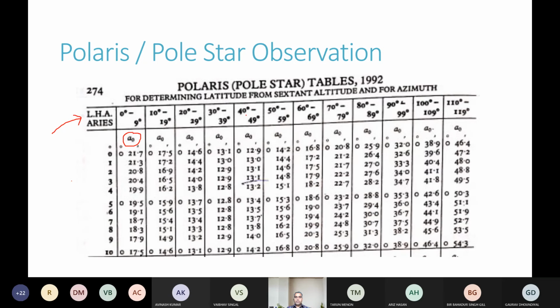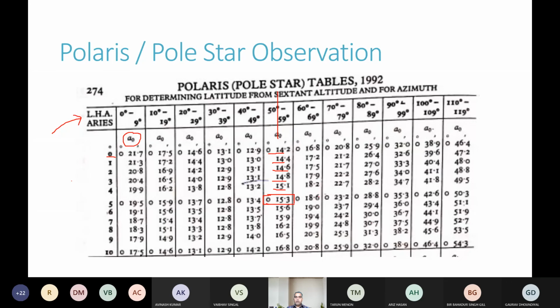So let us say we calculate the LHA Aries and it comes to 55 degrees. So you enter into the 50-60 column. You see the first one is 50 degrees, and the second value is 51 degrees, okay, 52 degrees, 53, 54, and 55. So for 55 degrees, you see the A0 correction is 0 degrees, 15.3 minutes. Okay, that's how you obtain the A0 correction. So from the topmost part we got the A0 correction.